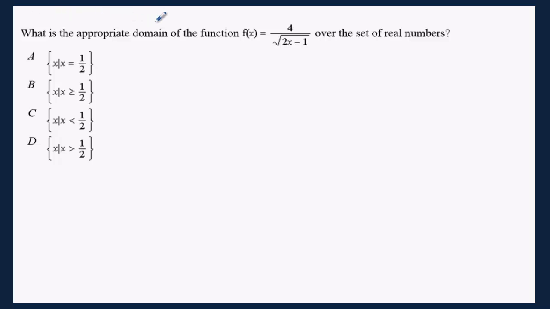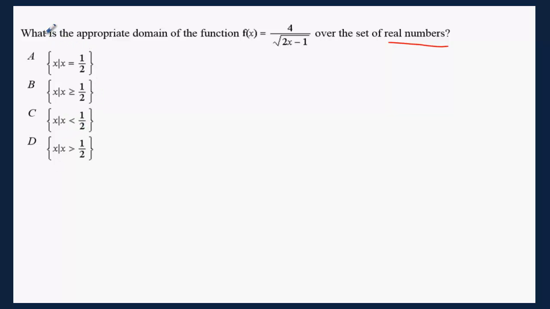What is the appropriate domain for the function f of x equals 4 over square root of 2x minus 1 over the set of real numbers? Let me explain what it means by this line here. This means x such that x equals 1/2, x such that x is greater than or equal to 1/2, and so on.